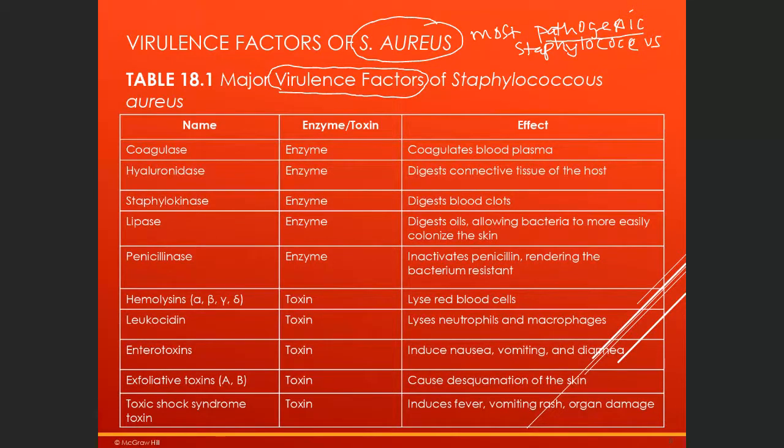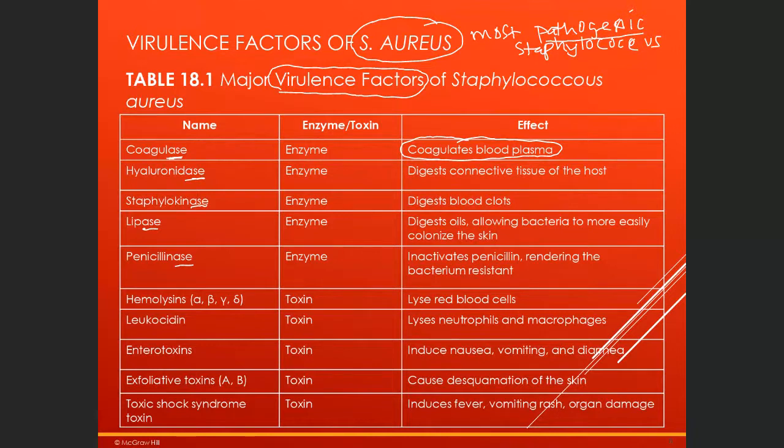First, coagulase. If you see ASE like this, it means enzyme. So enzymes usually end with ASE. So all of these are enzymes that are able to break down our cells or do things that cause disease to us. So coagulase actually coagulates the blood plasma, so the blood plasma becomes very sticky and coagulates.